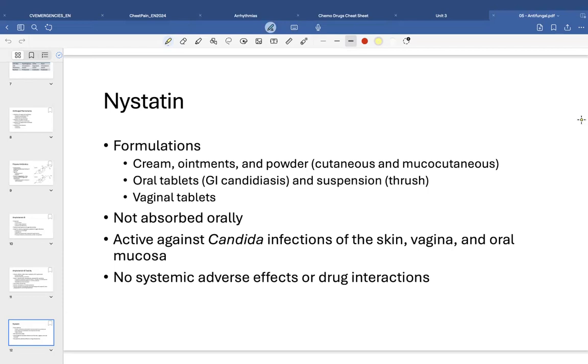Again, cutaneous Candida infections are where it's at here. And because it's not absorbed systemically, you don't get much in terms of side effects or drug interactions. But it's in the same therapeutic or chemical class as amphotericin B.